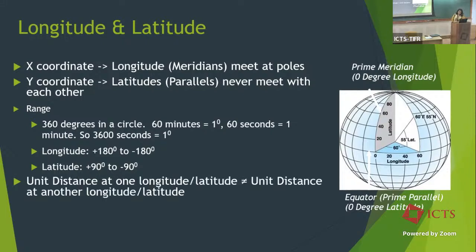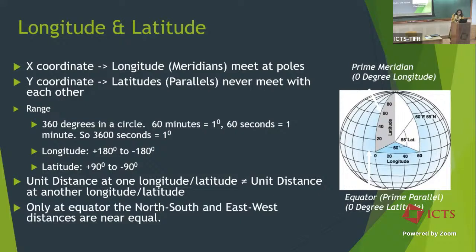Okay, now one thing to remember with lat-long is that a unit distance at one parallel is not equal to a unit distance at another parallel, okay? And that's because of the way this system is defined, the grid is defined. But only at the equator, the north-south and east-west distances are nearly equal. So this is another very important thing to keep in mind when you're dealing in lat-long systems.